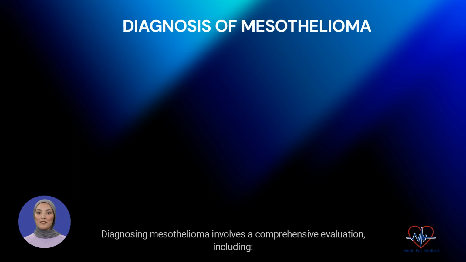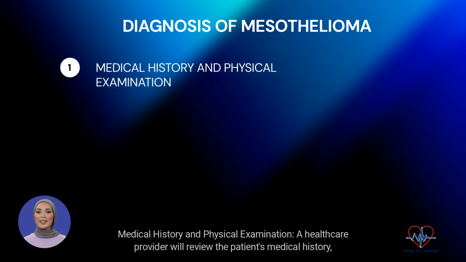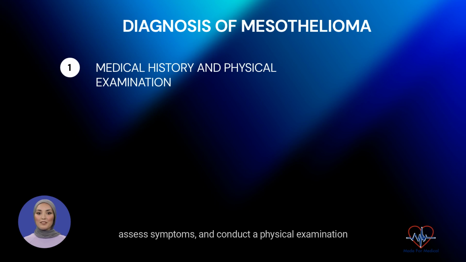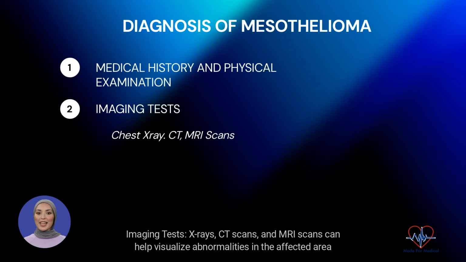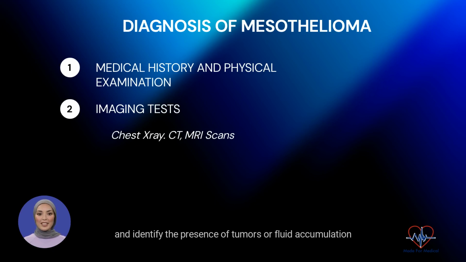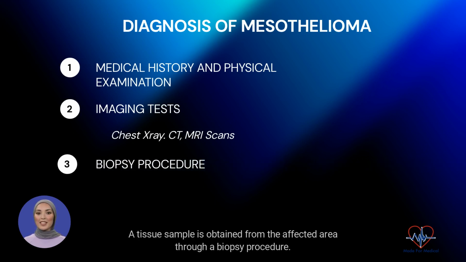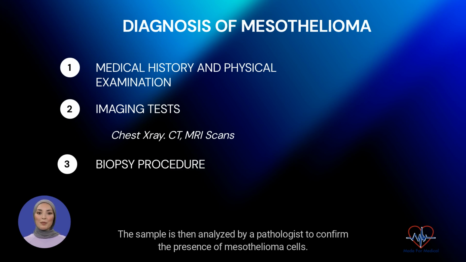Diagnosing mesothelioma involves a comprehensive evaluation, including medical history and physical examination. A healthcare provider will review the patient's medical history, assess symptoms, and conduct a physical examination. Imaging tests, X-rays, CT scans, and MRI scans can help visualize abnormalities in the affected area and identify the presence of tumors or fluid accumulation. A tissue sample is obtained from the affected area through a biopsy procedure. The sample is then analyzed by a pathologist to confirm the presence of mesothelioma cells.